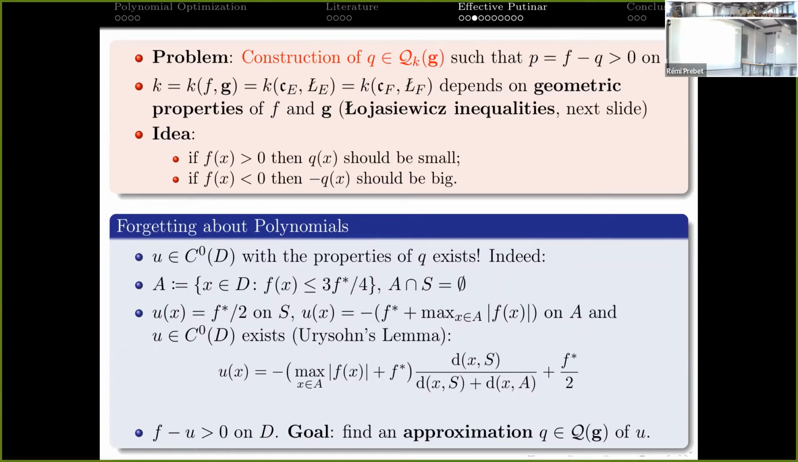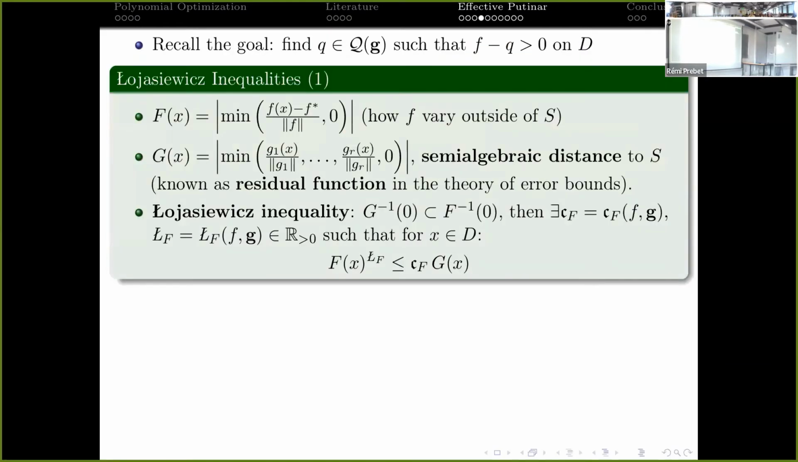Okay. Now this is not working. Okay. And now answering Salma's question, what do we want to do? We want to compare F and Q on the set D, not on S. We want to compare F and Q on D. And to do that, we define two functions. Capital F of X, which is defined to be the absolute value of the minimum between f of x minus f star and 0.